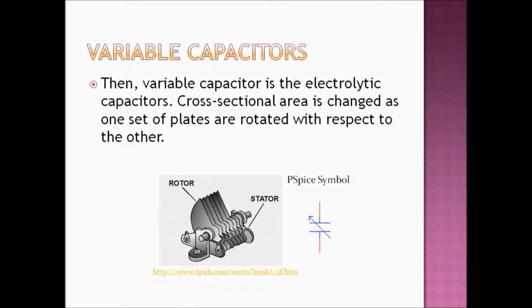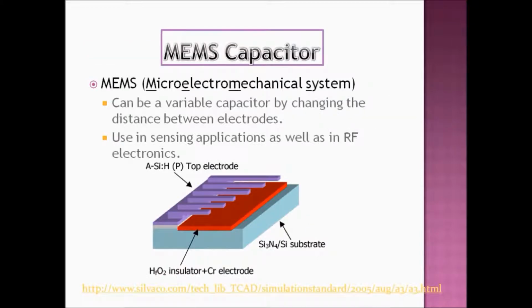Then, the variable capacitor is the electrolytic capacitor. Cross-sectional area is changed as one set of plates is rotated with respect to the other. A capacitor can be a variable capacitor by changing the distance between electrodes. Used in sensing applications as well as in RF electronics.